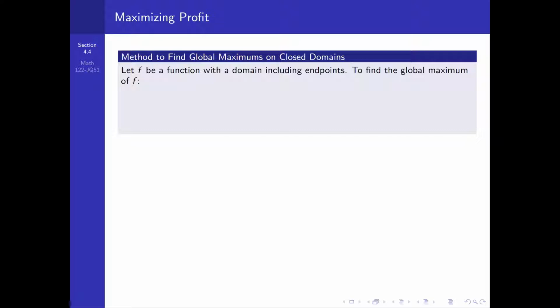So just to remind you of the method that we used, at least to find global maximums on closed domains. So remember that closed domains are domains that include the endpoints. So let f be some function with a domain that includes the endpoints. To find the global maximum of f, we do three different things. The first thing we do is we find all of the critical points of that function f, whatever it happens to be. The second thing we do is determine the values of the function at all of the critical points that I found from step 1.